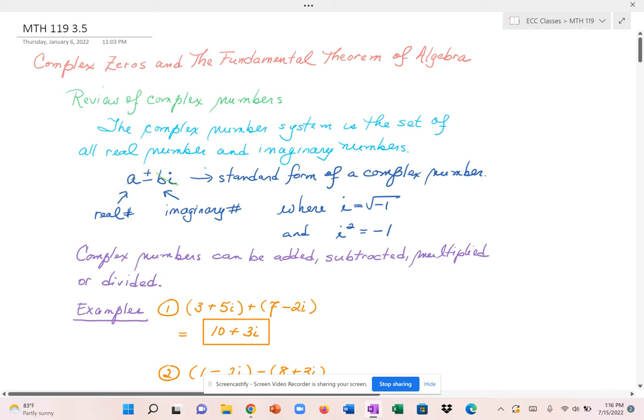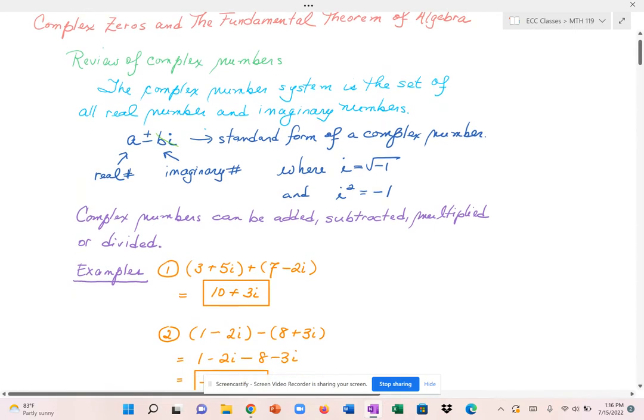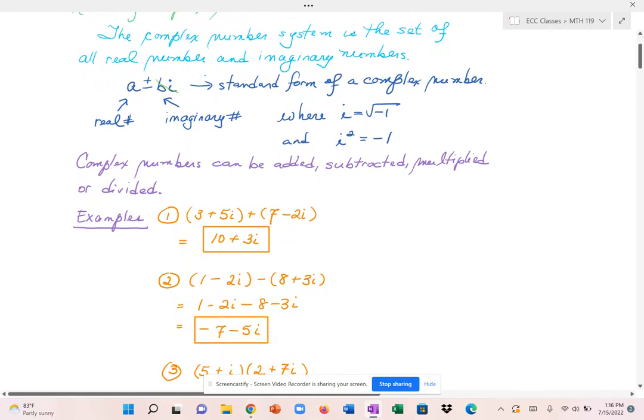We can add imaginary numbers, subtract them, multiply them, and divide them. So we'll practice all of those skills in these next few examples. In example one, we need to add two complex numbers. Adding two complex numbers, you apply the same rules as combining like terms. So you're going to add the 3 and the 7, which gives you 10, and the 5i plus the negative 2i, which gives you a result of 3i. So your result is another complex number.